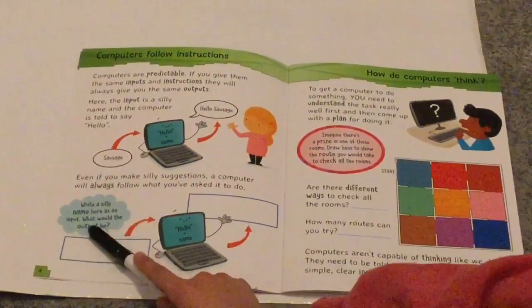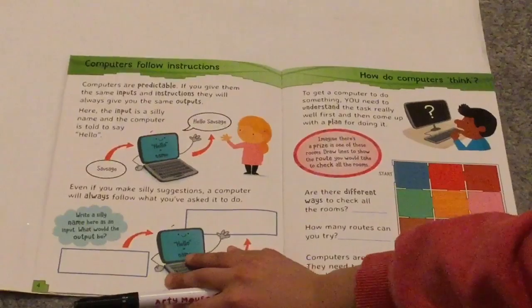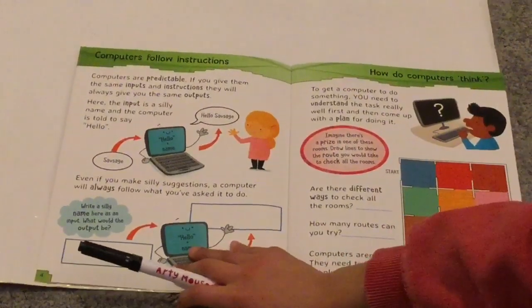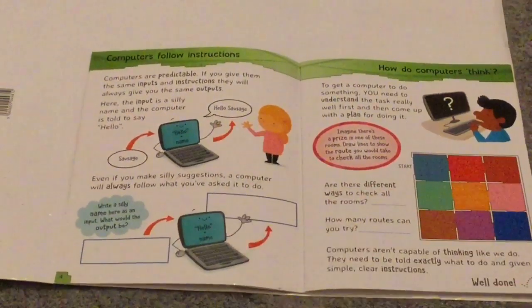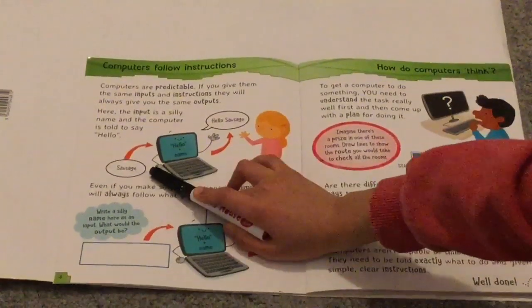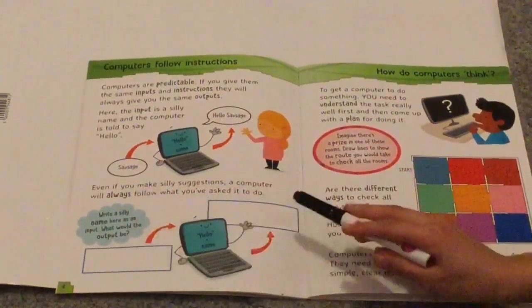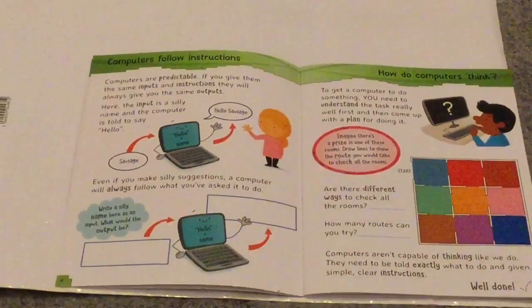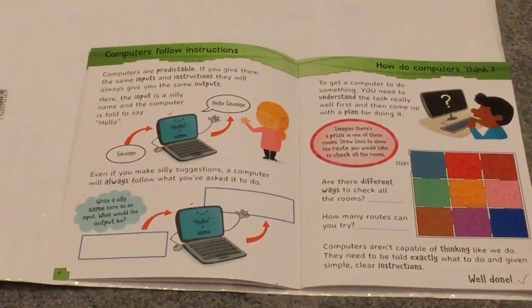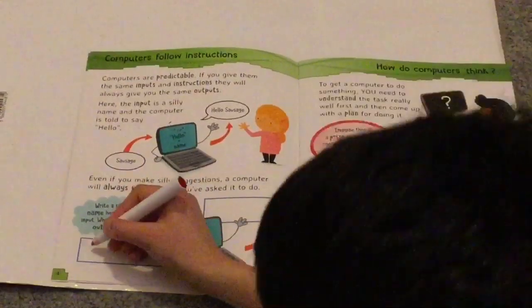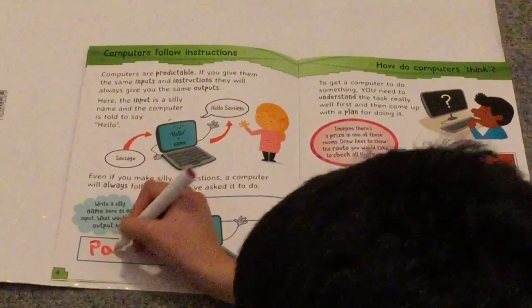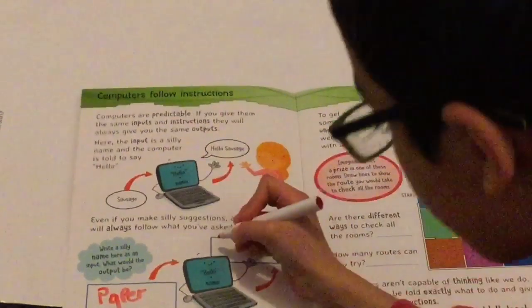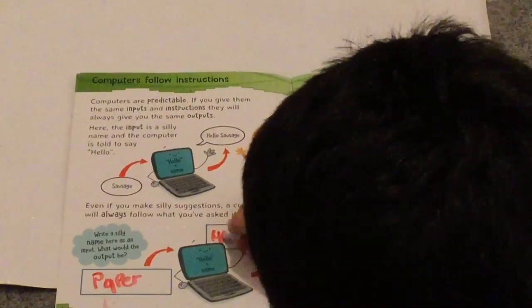So it says here, write a silly name here as an input. What would the output be? So as they said, the input is Sausage for the silly name they put. The output is hello and the silly name, as they put, Sausage. So the silly name for mine would be paper. So let's write paper. Okay, now it's going to say hello, paper.